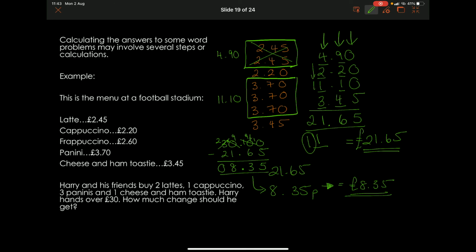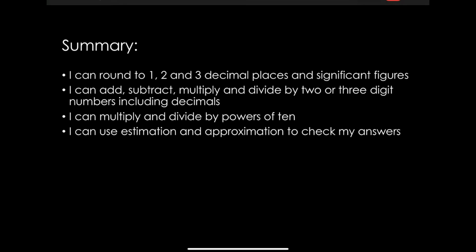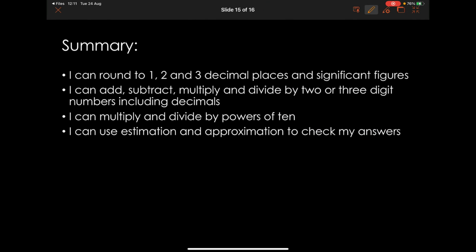A lot of you are very good at things like that. So, just choose a multiplication and a division method and try and practice it. Okay, well done. Okay, so I hope you feel confident with rounding to 1, 2 and 3 decimal places and significant figures, as well as using written methods to add, subtract, multiply and divide by 2 and 3 digit numbers, including decimals. I hope you also feel confident with multiplying and dividing by powers of 10, which, once you get the hang of it, is really quite simple. And you feel confident estimating and approximating.